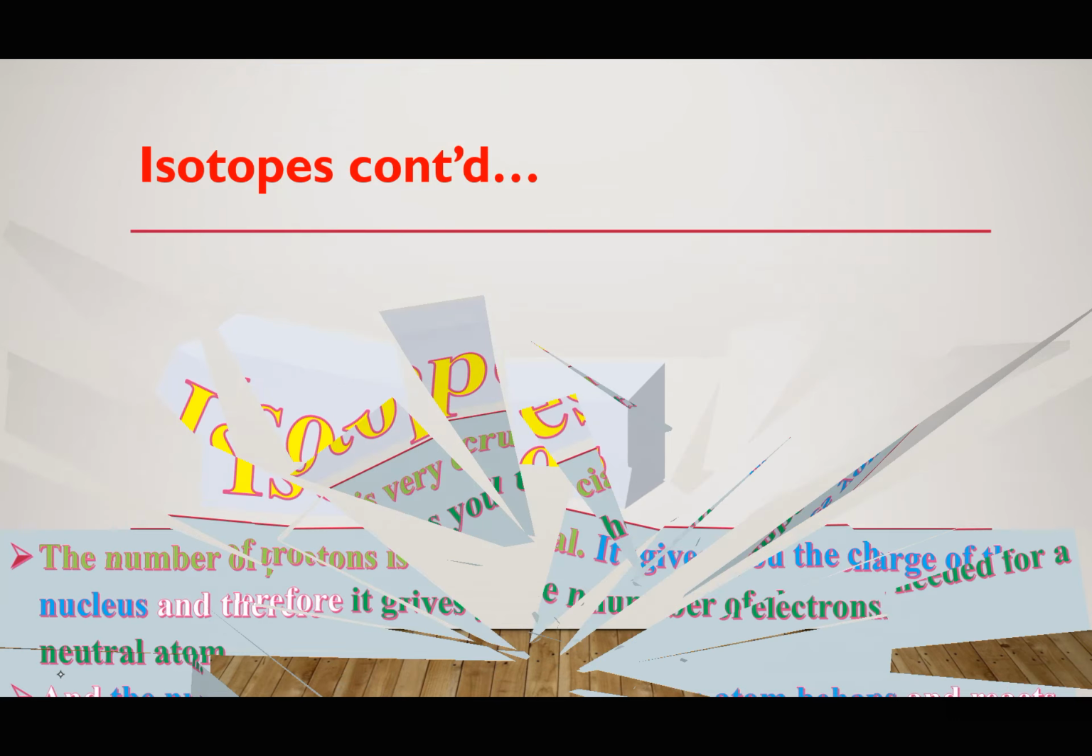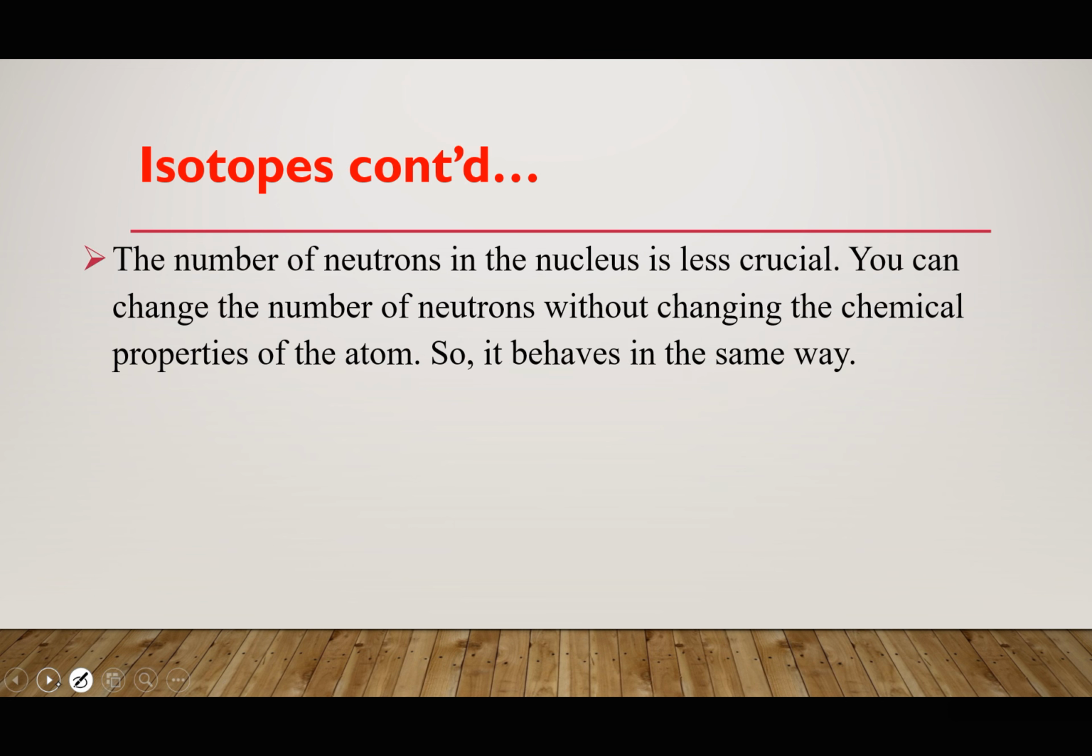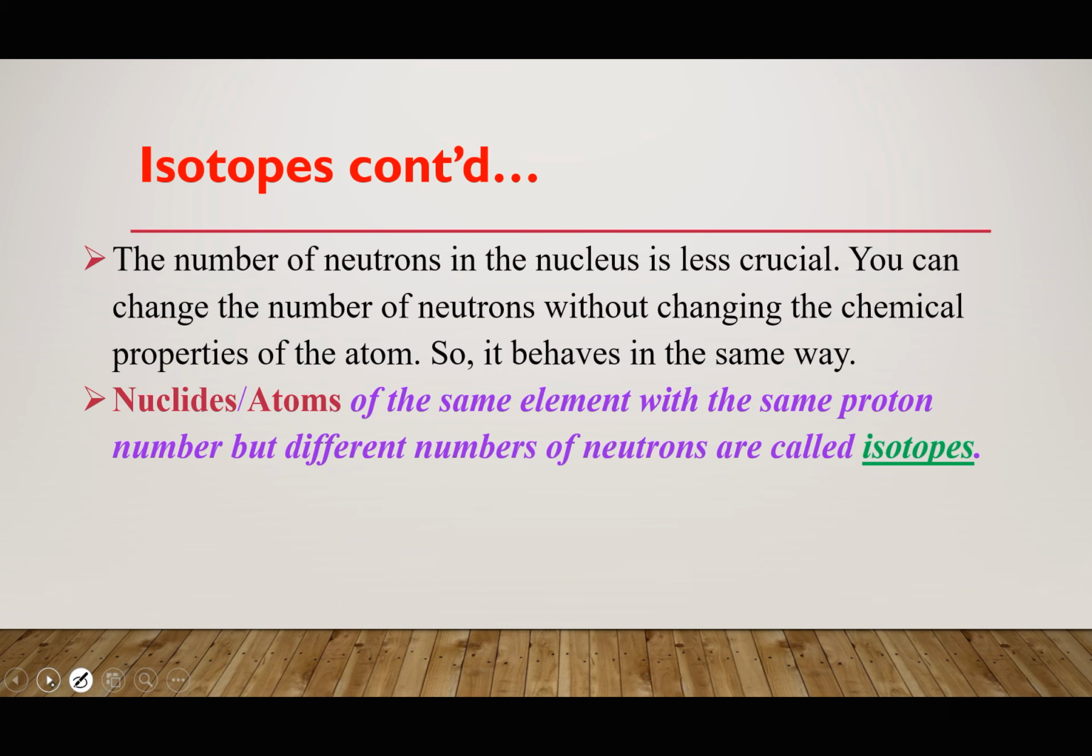However, like I've said, you may change the number of neutrons without affecting the behavior of the atom. So the number of neutrons in the nucleus is less crucial, it is less important. You can change the number of neutrons without changing the chemical properties of the atom. So it behaves in the same way even when it has more or fewer neutrons. Therefore, there are those nuclides, or call them atoms, of the same element. They will be of the same element because they're going to behave in the same way.